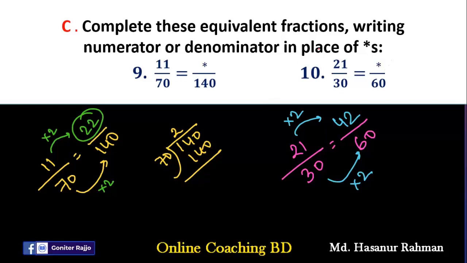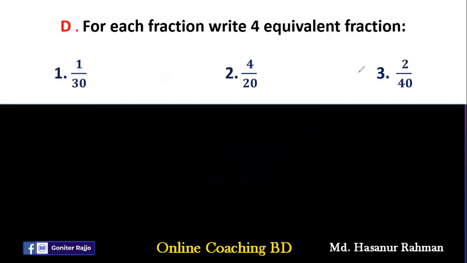Now, number D. Number D says for each fraction, write 4 equivalent fractions. This is actually similar to number D. How can you solve it? 1 by 30. We have to find out the equivalent fractions by multiplying them by 2, 3, 4, 5.